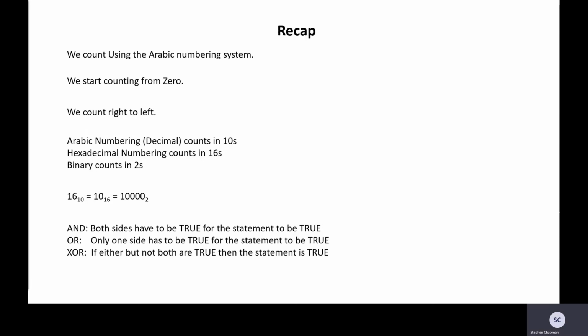We have the AND statement, where both sides have to be true for the statement to be true. We have the OR statement, where only one side has to be true for it to be true. And we have the XOR, where either but not both have to be true. Please test your knowledge in the test. Good luck.